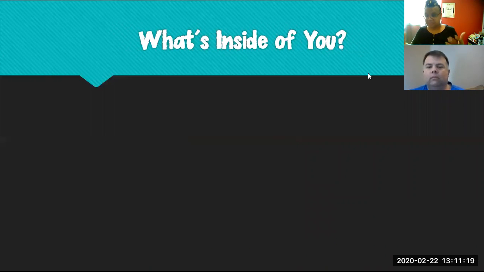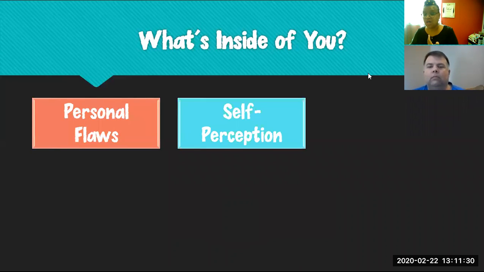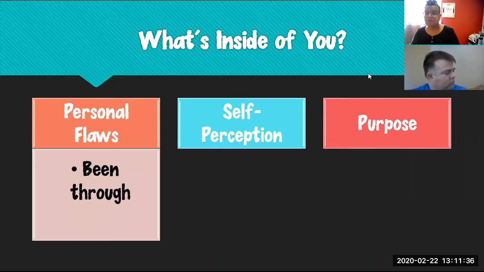And so when we talk about purpose, we talk about what's inside of the individual. And there are three layers. We have our personal flaws, our self-perception, and then we have purpose. When we talk about personal flaws, this is typically the things that we've been through. We can easily recount our mistakes, things that we've done in the past, things that we wish we would have done different. And we tend to internalize those things, and very rarely do we let them go, or allow ourselves to be free from the things that we've been through, or what we see as personal flaws.